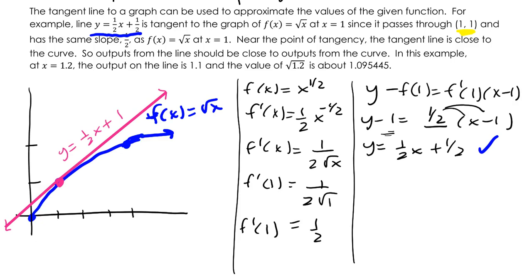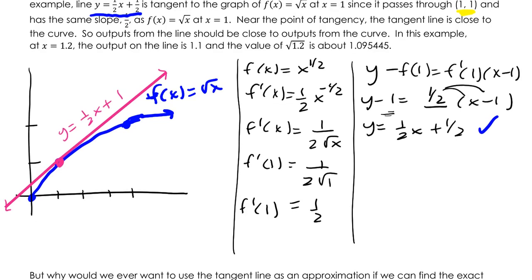So the point that they're making is that close to the point of tangency, the tangent line is super close to the curve itself. So outputs from the line, these y values, should be close to the actual values on the curve. They're asking, can we use this tangent line to approximate what the value should be at 1.2? Well, let's go ahead and do this. Over here, this was our tangent line. If we use a tangent line approximation, I'm going to abbreviate. Our tangent line again is right here. They're asking what is happening at 1.2.